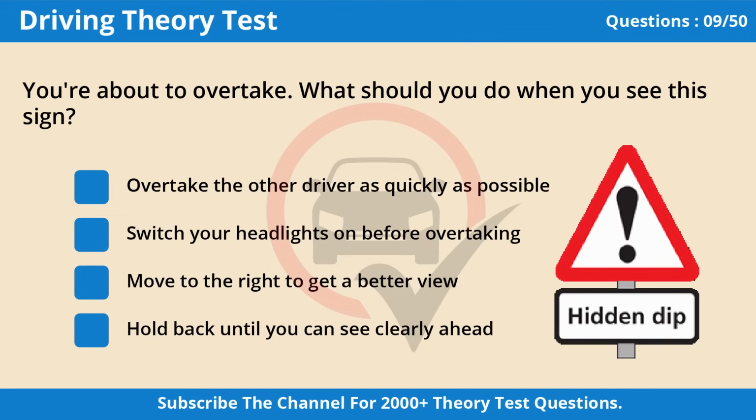Question 9. You're about to overtake. What should you do when you see this sign? A. Overtake the other driver as quickly as possible. B. Switch your headlights on before overtaking. C. Move to the right to get a better view. D. Hold back until you can see clearly ahead.